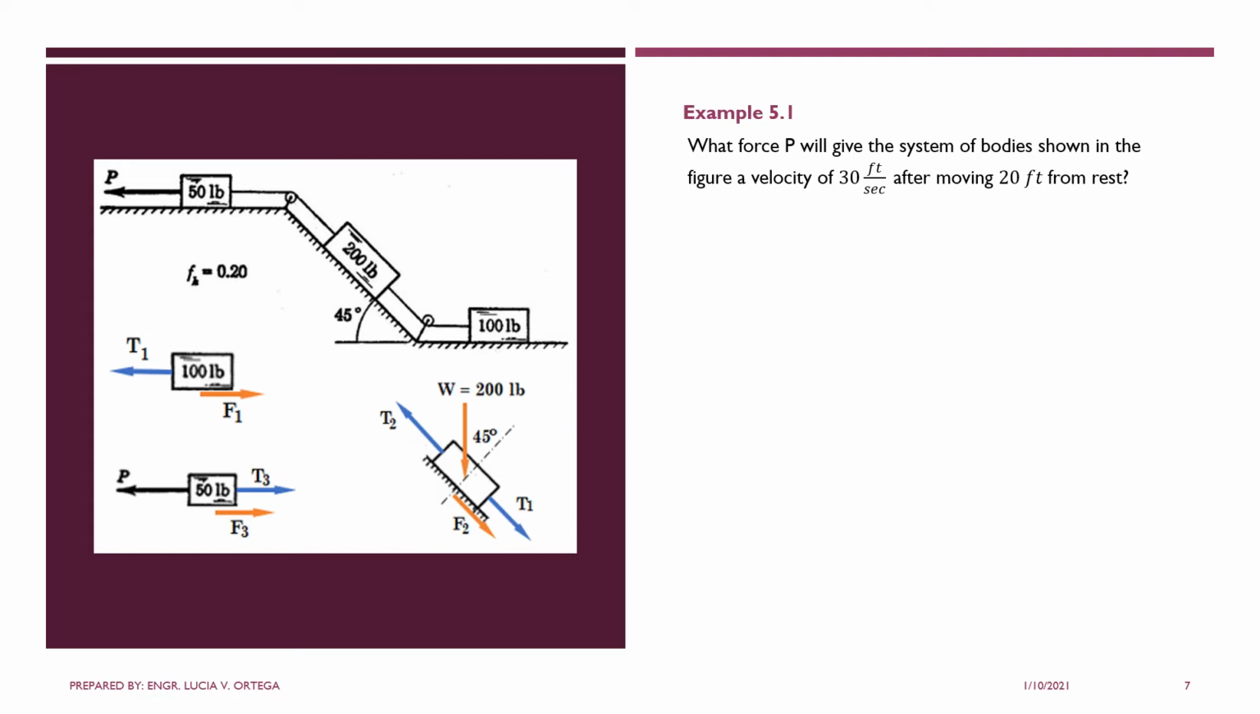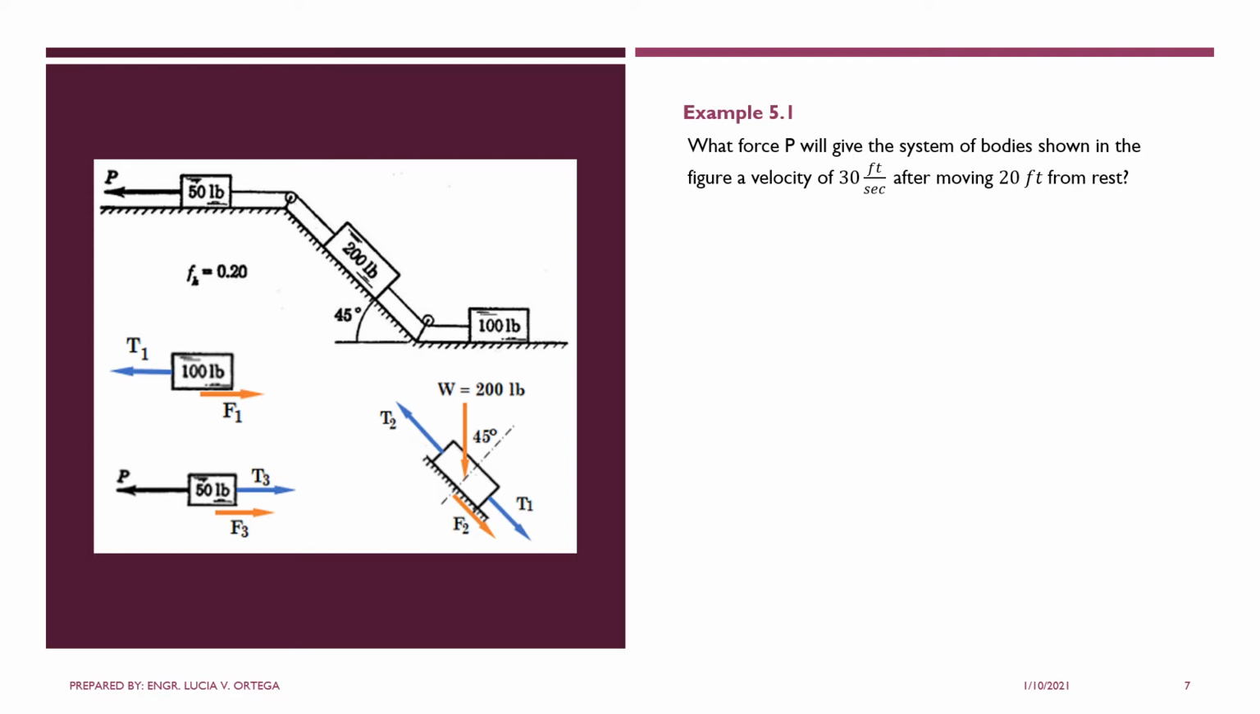So in this case, we need the internal forces acting on the bodies. So we have to draw the free body diagram of each block. For the 100 pounds, the motion is definitely along the horizontal and directed to the left. So let's say the tension is T sub 1. And there is friction on the surface. So the force of friction is in the opposite direction.